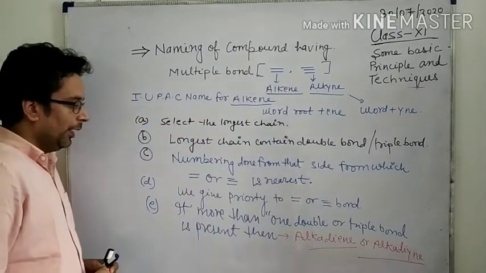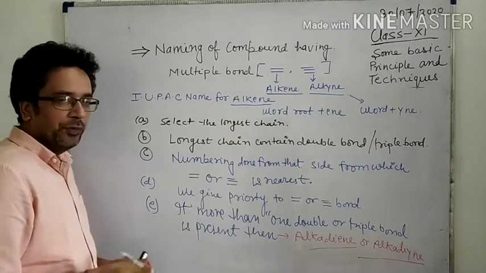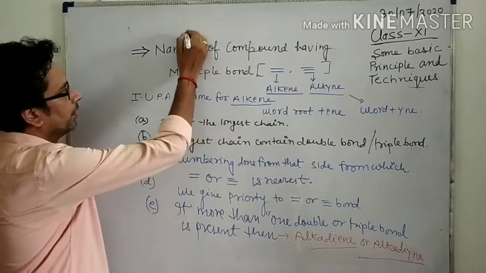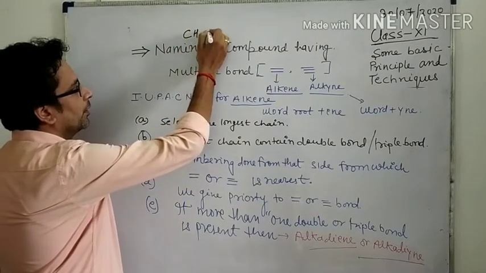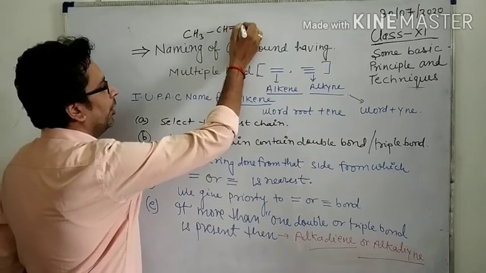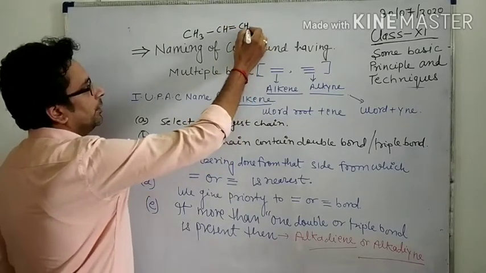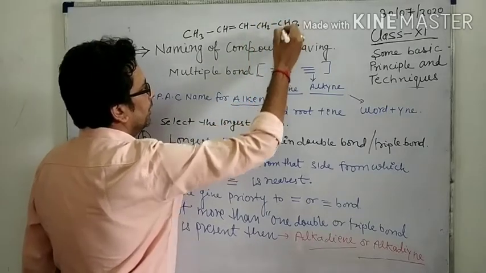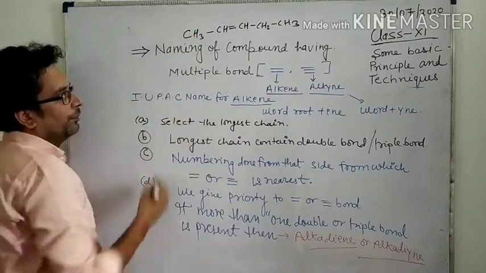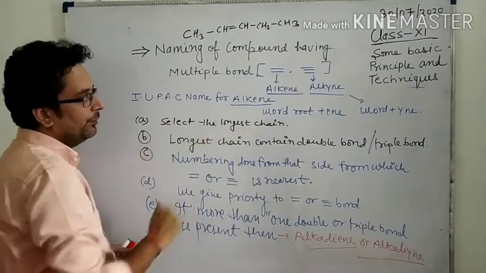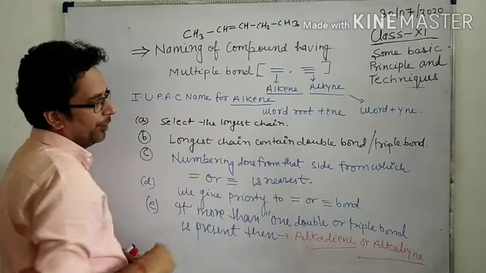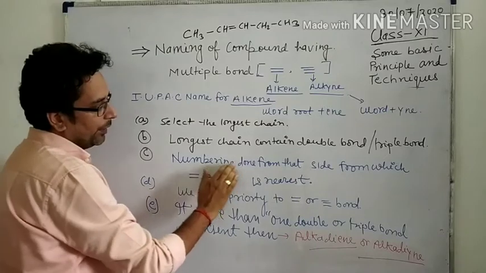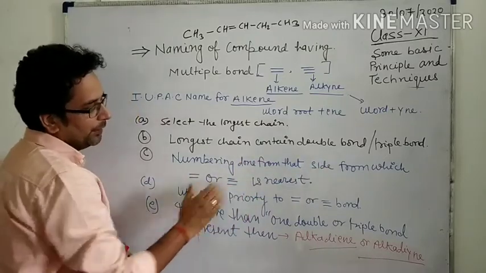Now next we are going to discuss an example. Here I am going to take one example. Look here, CH3 CH double bond CH CH2 CH3. What is the name of this compound? Select the longest chain, and the longest chain contains the double bond. Numbering is done from that side from which the double or triple bond is nearest.